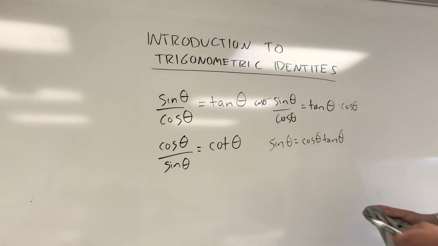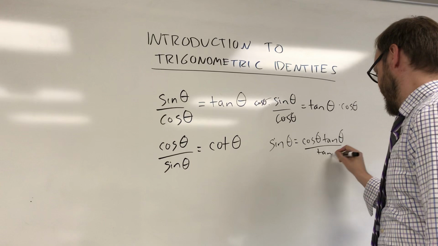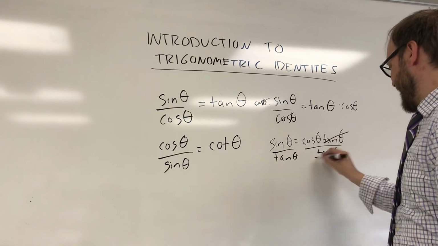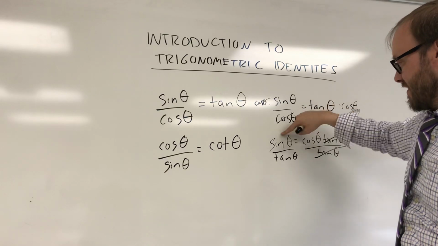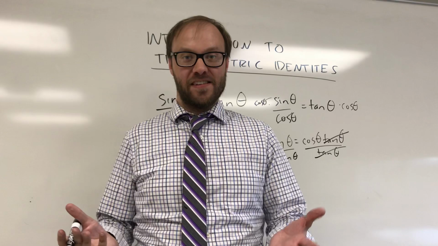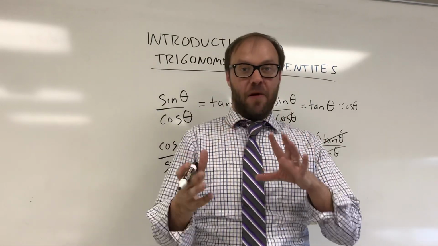I can divide both sides by tangent here, and I could show that the cosine of an angle is equal to the sine of the angle divided by the tangent of the angle. Now, do I memorize all those things? No. But the point here is that you can manipulate these around.